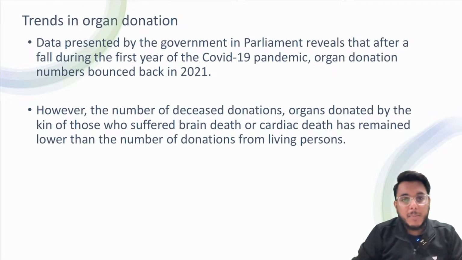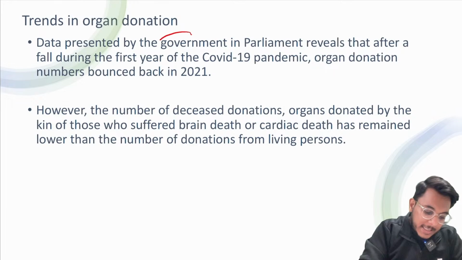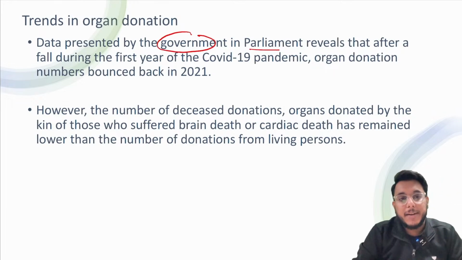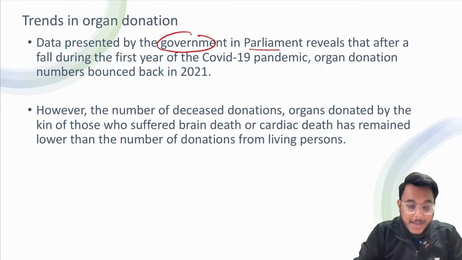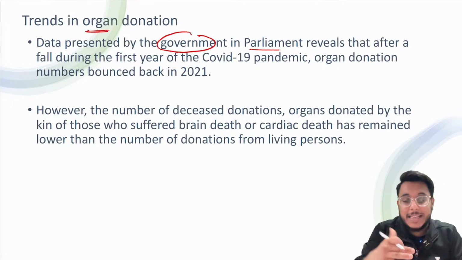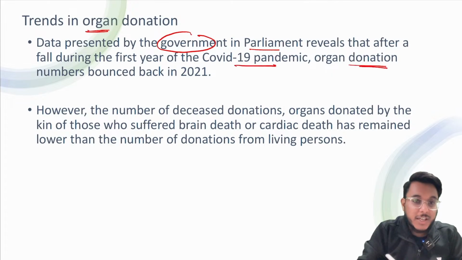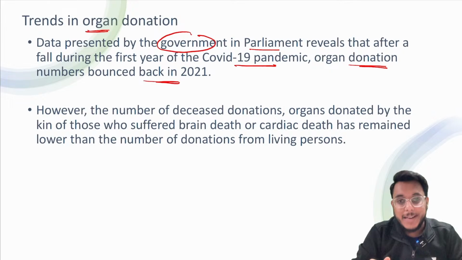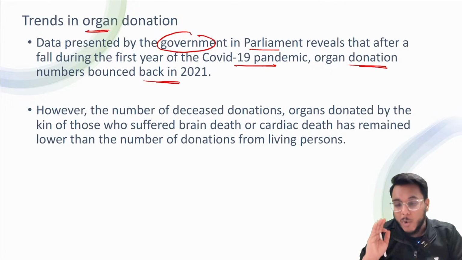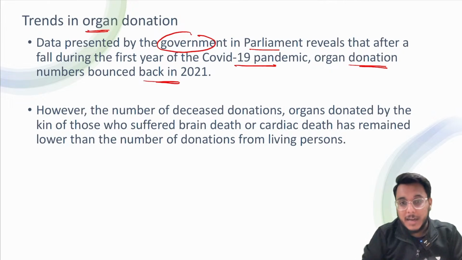Because recently the government has presented data in the parliament, and according to the latest data, there was a fall in organ donations during the first year of the COVID-19 pandemic, but now organ donation has bounced back in 2021. Now, we are going to see organ donation, but before that, understand two things.